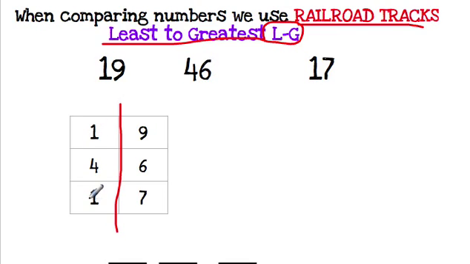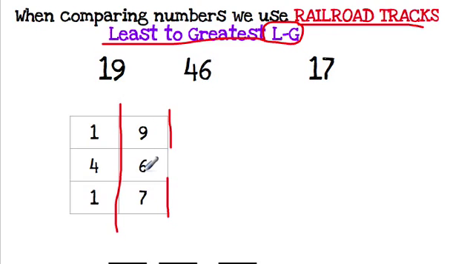So 1 and 1 are smaller. I can't compare 1 and 1, so I have to go next door. I have 9 and 7. I am not looking at the 6 because 4 was not in my least amount right here. 1 and 1 was. So 9 and 7, again, least is smallest. Which one's smaller? 7 or 9?